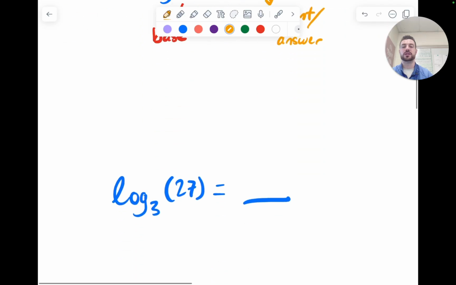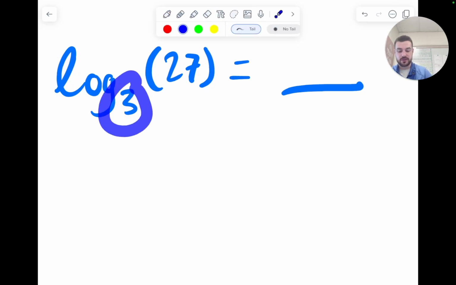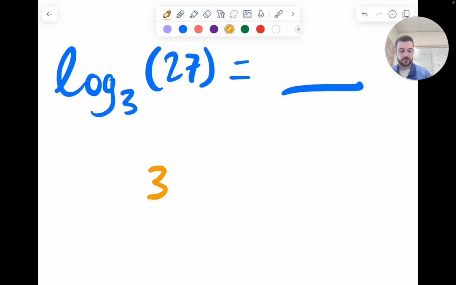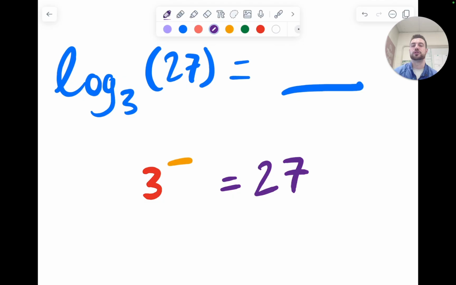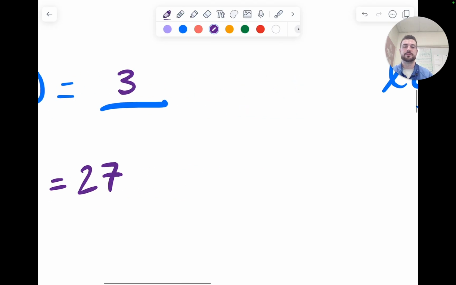Now, what logs really mean is, 3, in this case, is our base. Maybe I'll set it up like this. 3 to what power is equal to 27. So it's just like that second round of problems we did in our warm-up. It's just like an exponential, but again, instead, we're solving for the exponent. We know the base, we know the answer, which is our argument, and we're looking for an exponent. So it's 3 to what power is 27? Our answer here is 3, as we discussed before.